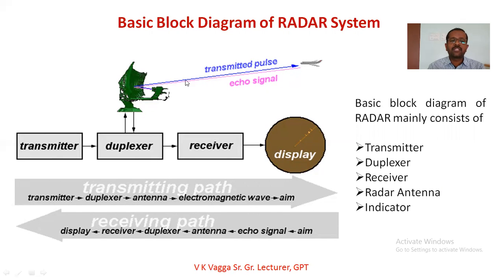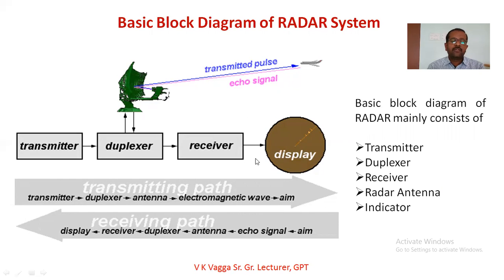And again it is received by the same radar antenna, and whatever signal is received is passed into the duplexer. In this case, the duplexer terminates the connection with the transmitter, and it establishes the connection for the receiver here. And whatever signal has been received by the radar antenna is passed into the receiver. In this case, the receiver demodulates the signal, and afterwards it is passed into the display, at which the signal is displayed here.